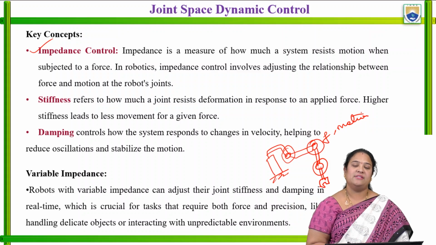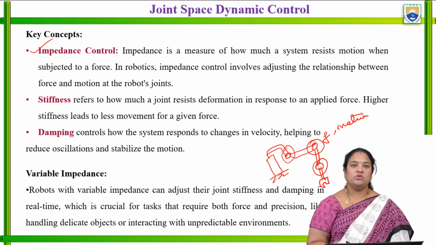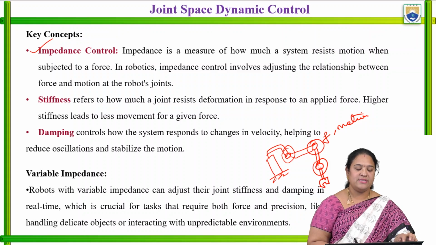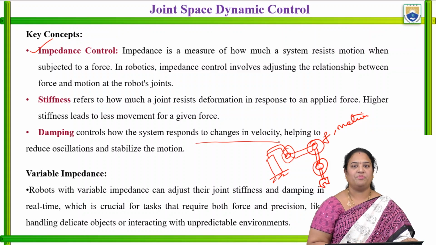In the same way, the same happens to the robot also. When there is no proper control of the stiffness, the robot will have less movement for a given force. So that is known as impedance control. When we come across damping, what do we mean by damping? It is with respect to the velocity.